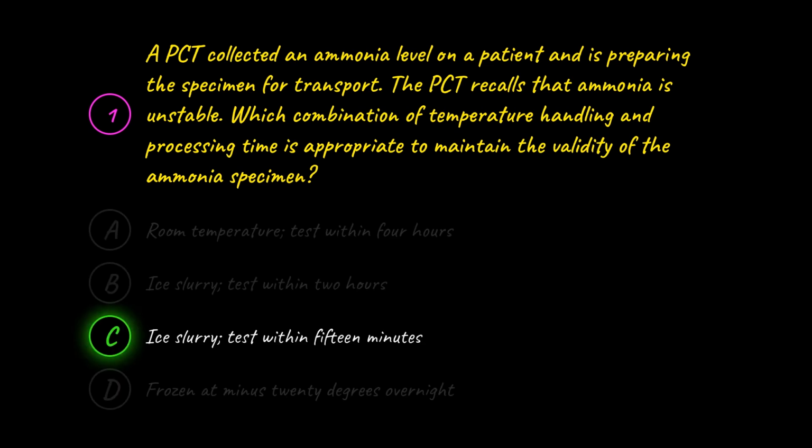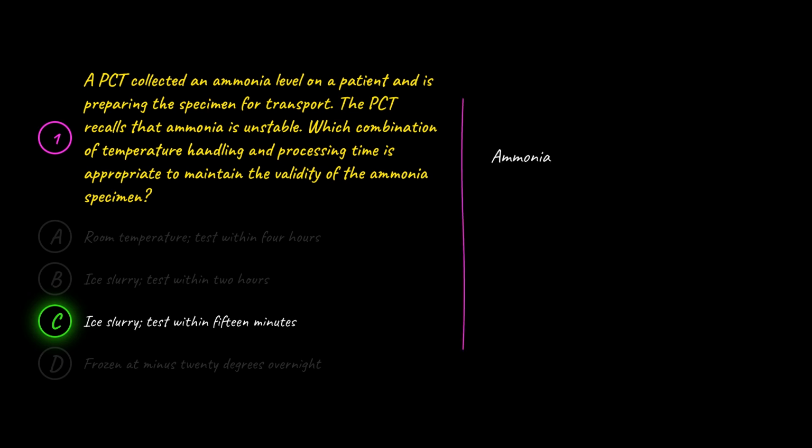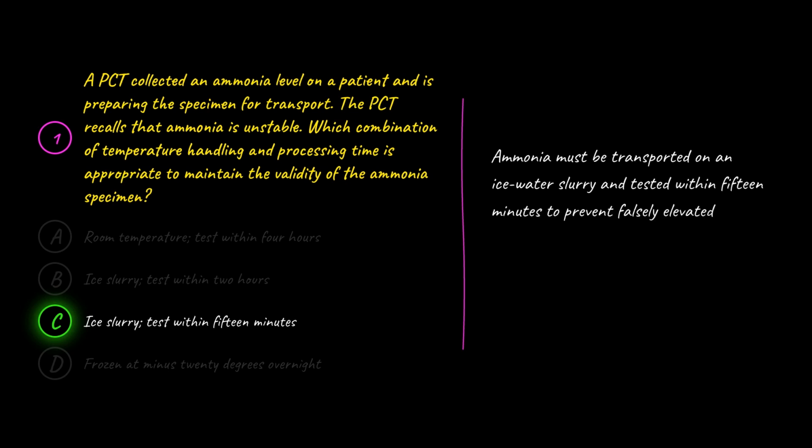The correct answer is C. Ice slurry, test within 15 minutes. C is correct because ammonia must be transported on an ice-water slurry and tested within 15 minutes to prevent falsely elevated values. Red blood cell metabolism produces ammonia at room temperature, distorting results rapidly without proper handling.